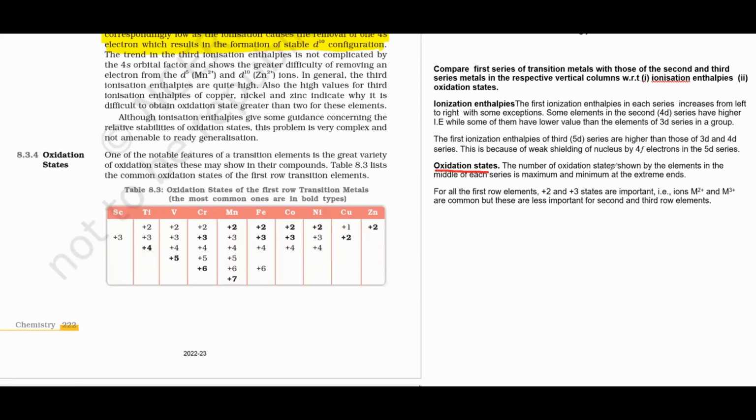So regarding oxidation states, the number of oxidation states varies, and you can see towards the middle of the table more oxidation states are observed, and towards the extremes the minimum number of oxidation states are observed. This is one point. And second, for the first series elements, +2 and +3 states are more important. So we have M2+ and M3+ ions. And these are less important for second and third row elements.